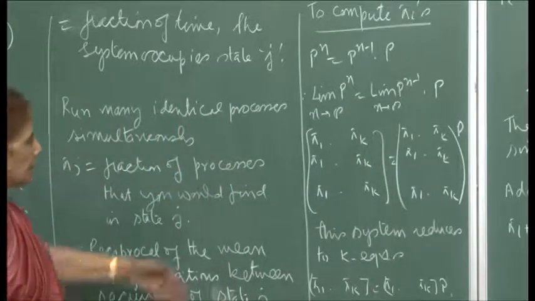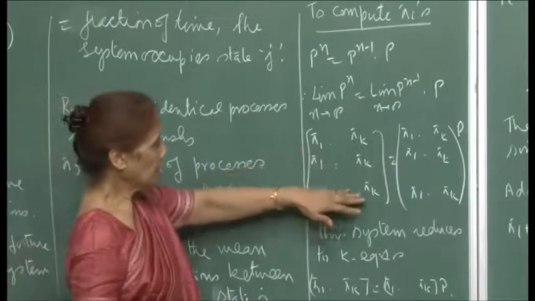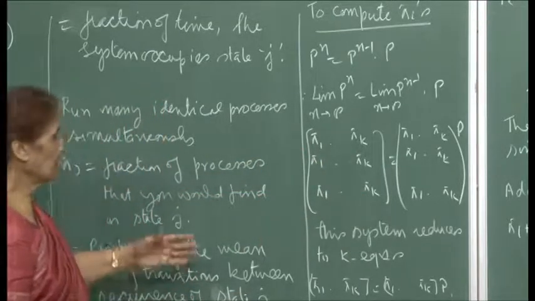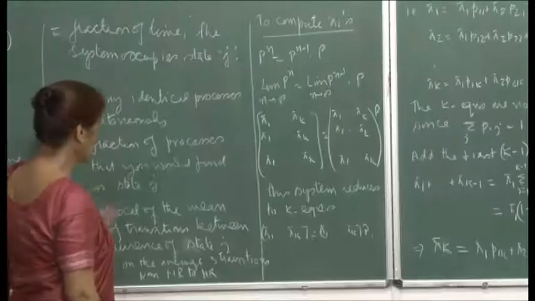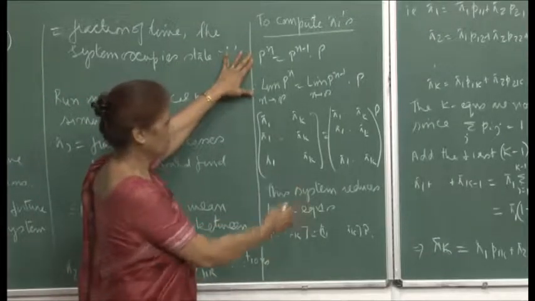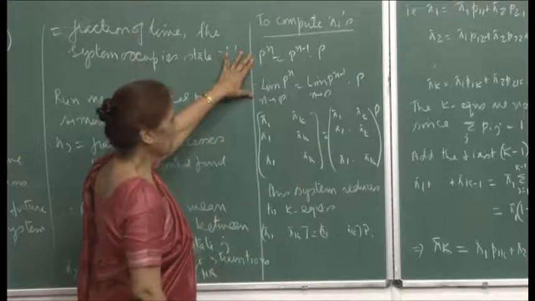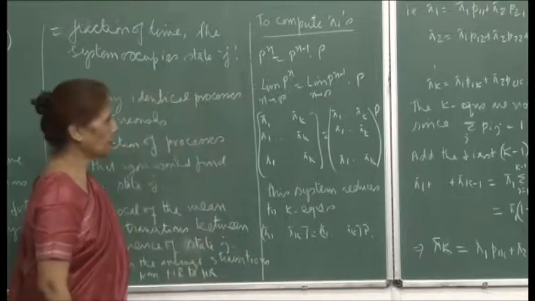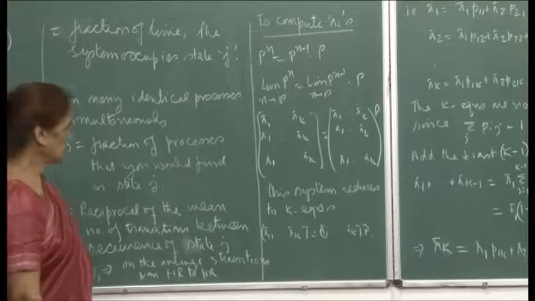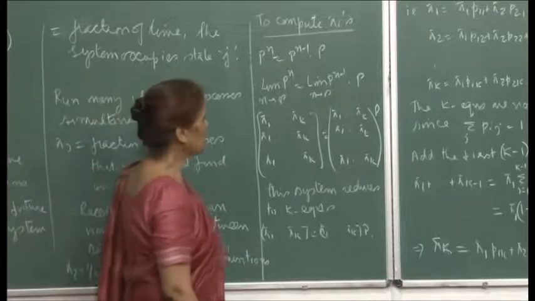Now, this system actually, since all the rows are identical, these k equations reduce to, okay. So far I was talking about 3 state processes. Now let me do this much for the general case, and then we will come back when we want to talk of specific values and examples. We will again revert back to the three state example that we have been talking about.